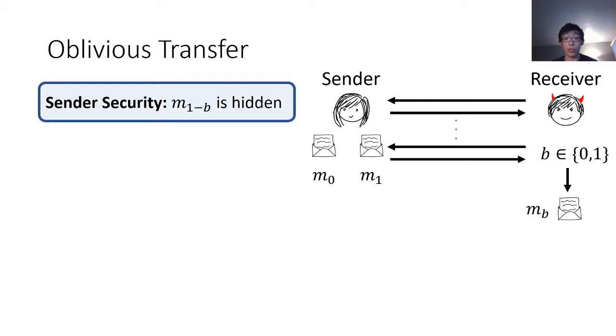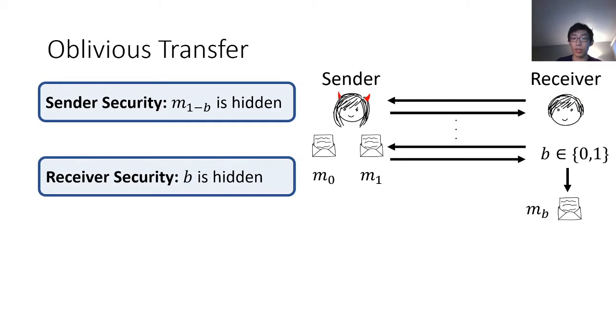So we would want this protocol to be secure. What we'll ensure is that if an honest sender is interacting with a malicious receiver, then one of the messages that doesn't correspond to the receiver's choice bit should be hidden. From the perspective of an honest receiver, interacting with a sender should not reveal anything about the choice bit B that you chose.